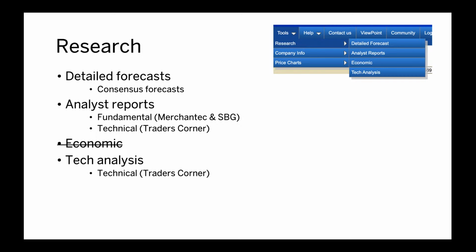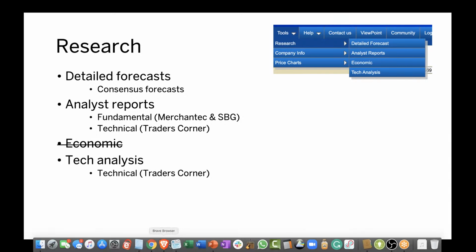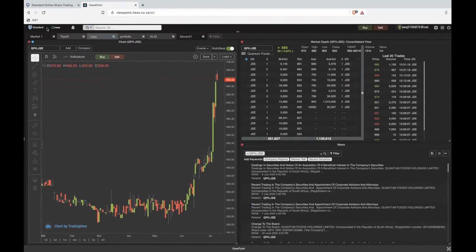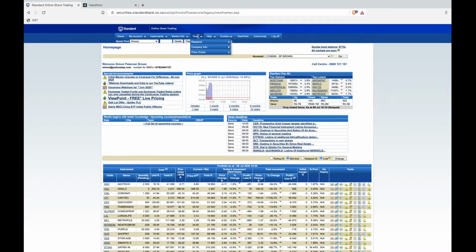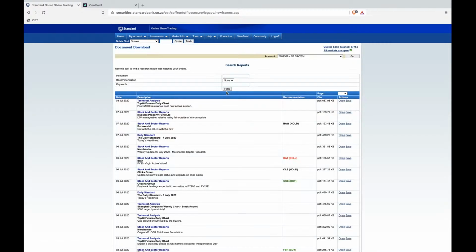Your analyst reports are fundamental from Mercantech and SPG Securities, technical from Andrew and Garth at Traders Corner. The economic is not being updated, and then technical analysis, which is essentially the same reports that go into the analyst report. So let's head along to the website. And let's find them here. Nope, I wanted that button. So those are them, and let's quickly go to analyst reports. And what you can see here is, they're being uploaded.